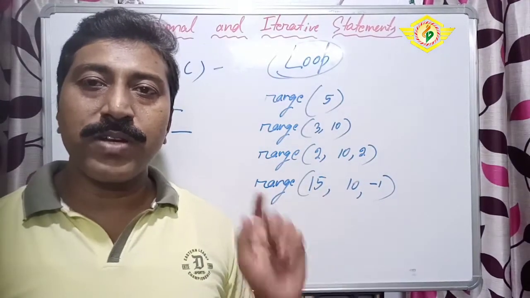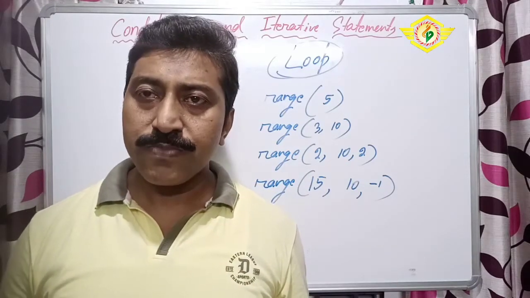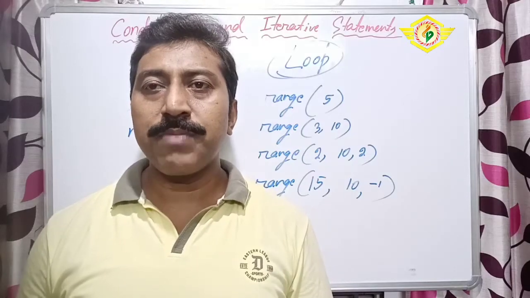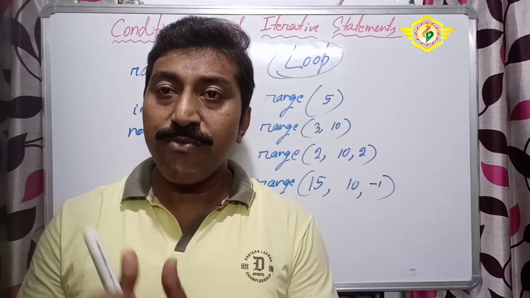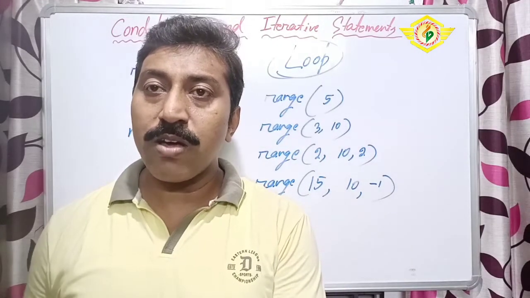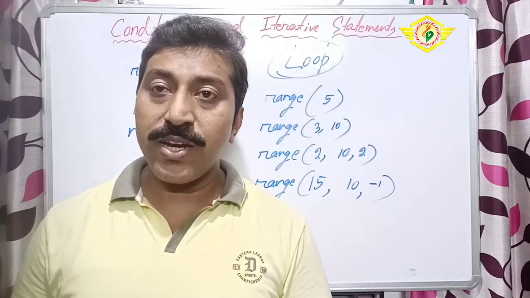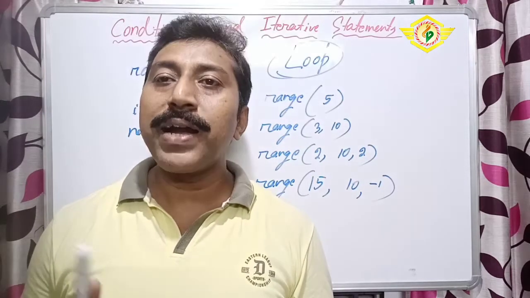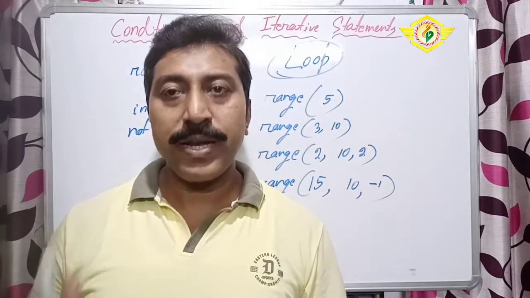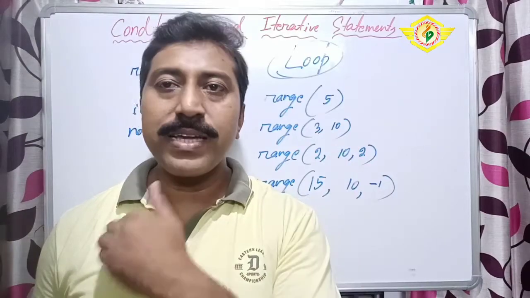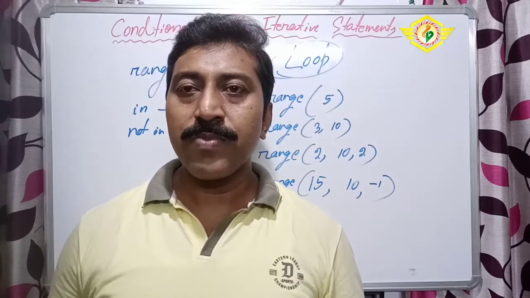Next, the last one you see is negative, downwards, meaning decreasing order. The starting value will be higher, greater than the second value, that means the ending value. I have written here 15, 10, which means 15, 14, like that in decreasing order. That's why I have written minus 1. But if you are writing 10, 15, there is no need to write plus 1 because by default 1 is there. If it is in decreasing order, then you need to write minus 1 so that the values come in decreasing order. Did you understand, students? This range function is very important in looping statements.